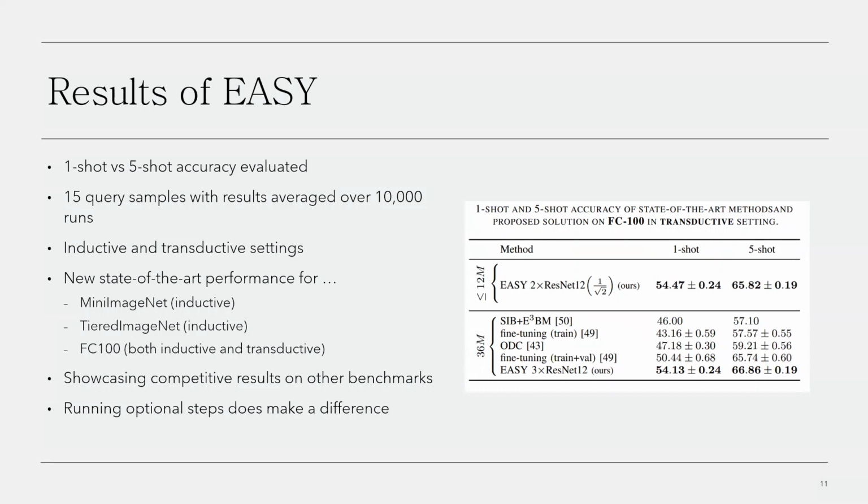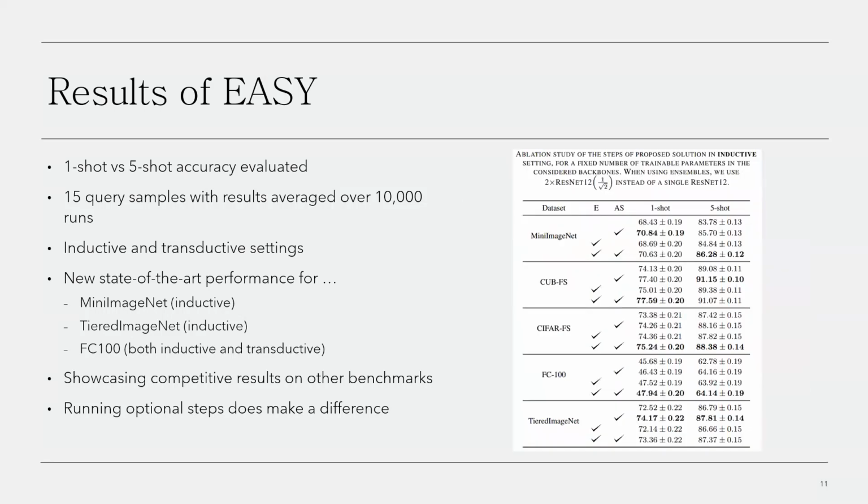And next, I want to talk about the optional steps. So this is an inductive setting here. We can see the 5 different data sets they tried. The E stands for the Ensemble of Backbones and the AS for the Augmented Samples. So they ran one without either of the optional steps on, just with one or the other, and then with both of them, and looked at 1-shot and 5-shot for each of the data sets in the inductive and transductive setting.